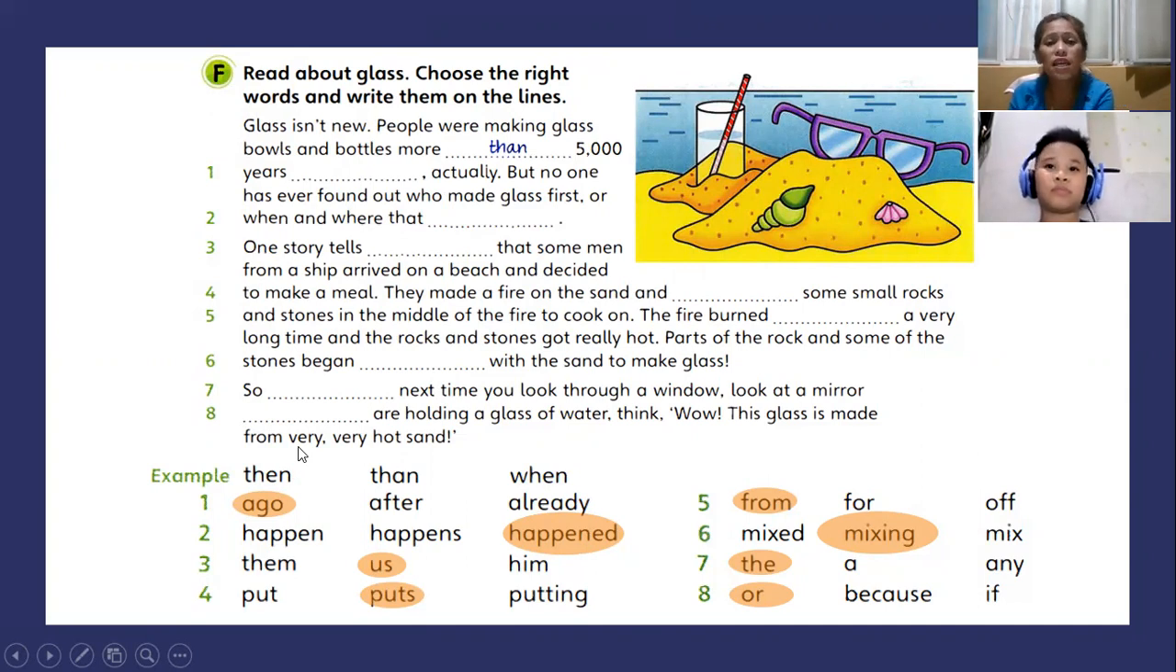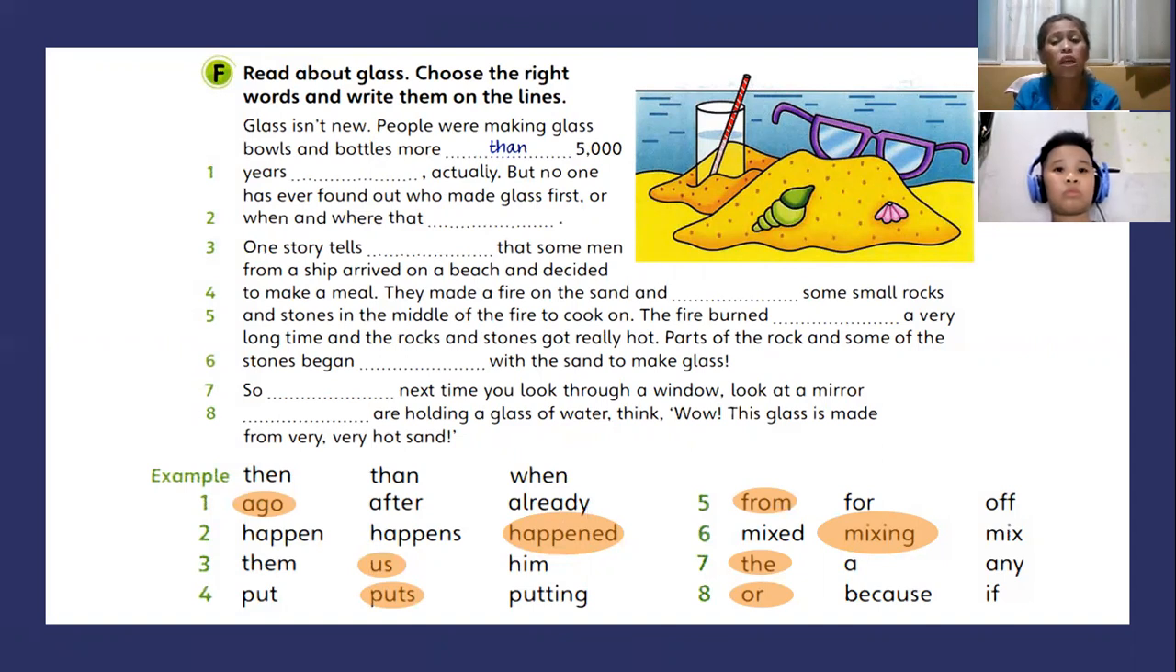Okay, so this is how. Glass isn't new, okay? We knew already, Nguyen, that glass is made from sand, right? So glass isn't new. People were making glass balls and bottles more than 5,000 years ago already. That's too long. But no one has ever found who made the glass first. This is only the history. So actually, there is this guy, okay, who made fire on the sand.